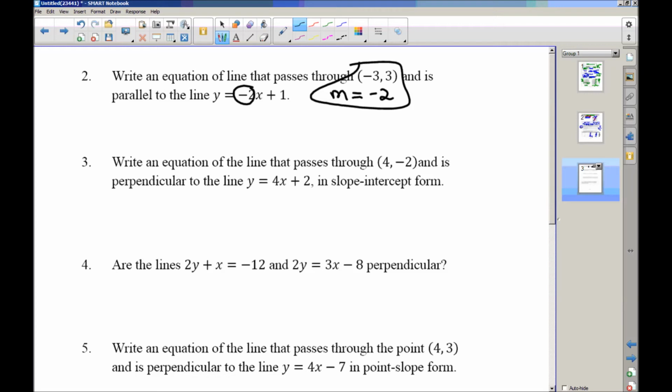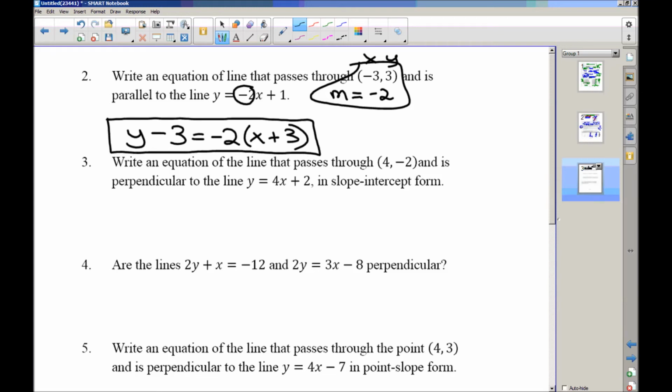Well, we'll write it in point slope form. It doesn't tell us what way to write it, so we're going to do y minus the y coordinate, and then the slope, and then our x coordinate was negative, so it's x minus a negative 3, but we write that as x plus 3. Get rid of the double sign. Okay? If it doesn't tell you what form to write the line in, use the easiest form possible.